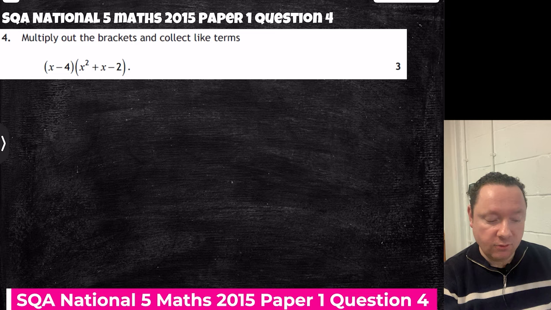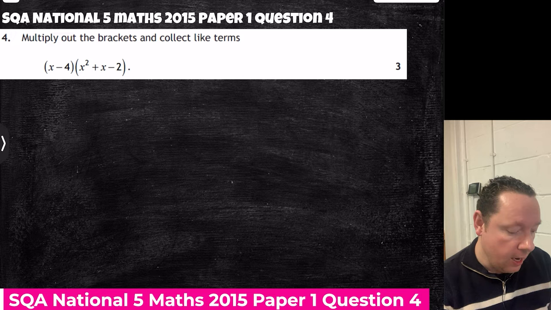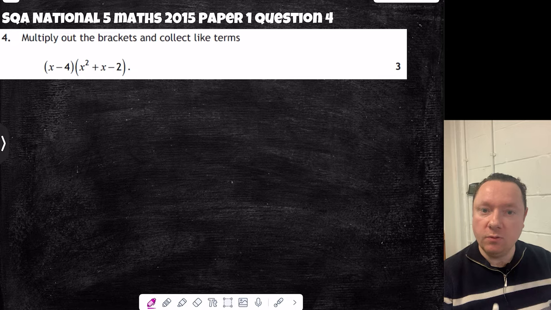Being asked to find Maths 2015, Paper 1, Question 4 on expanding brackets. Multiply out the brackets: x minus 4, x squared plus x minus 2. Now, if you use FOIL at school, you can't use FOIL for this because that only works for double brackets with two terms. So I always use a box so I don't have to think about FOIL. I've got one big box.